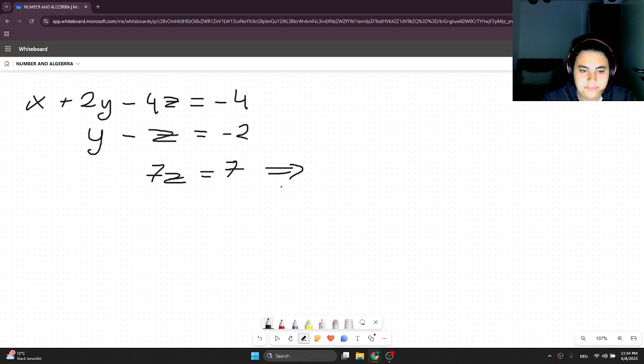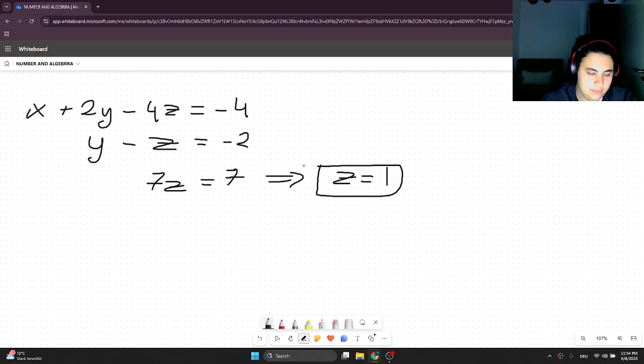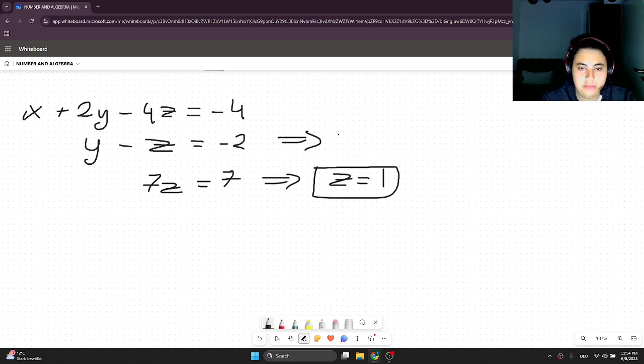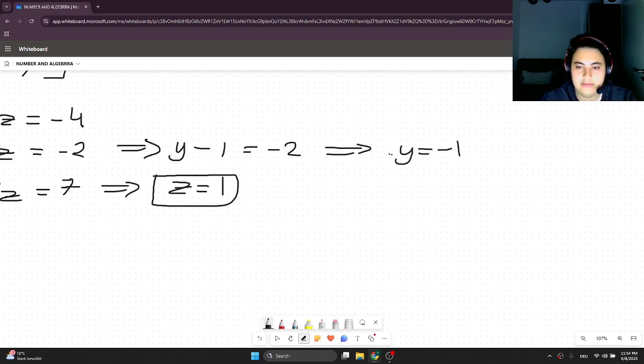So in this case, 7z is equal to 7. We're just going to divide by 7, right? So z is therefore equal to 1. So that is our first solution. Now here, I'm going to replace z into this equation. So it's y minus 1 is equal to negative 2, right? So therefore, y is going to be negative 1. That is our second solution.